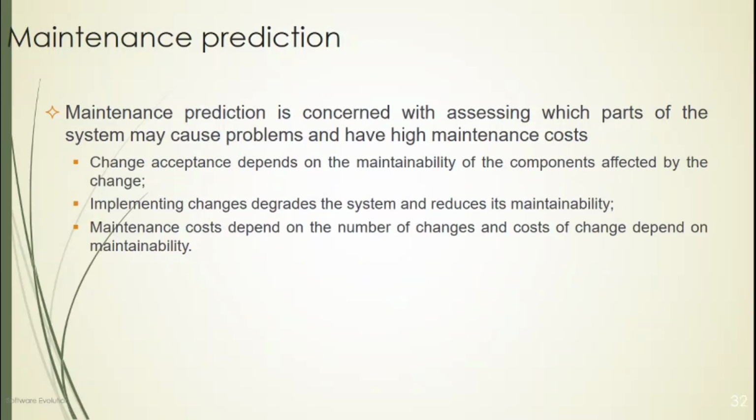Okay, so maintenance prediction is second. Maintenance prediction is concerned with assessing which parts of the system may cause problems and have a high maintenance cost. Change acceptance depends on the maintainability of the components affected by the change. Implementing changes degrades the system and reduces its maintainability. Maintenance cost depends on the number of changes, and the cost of changes depends on the maintainability.